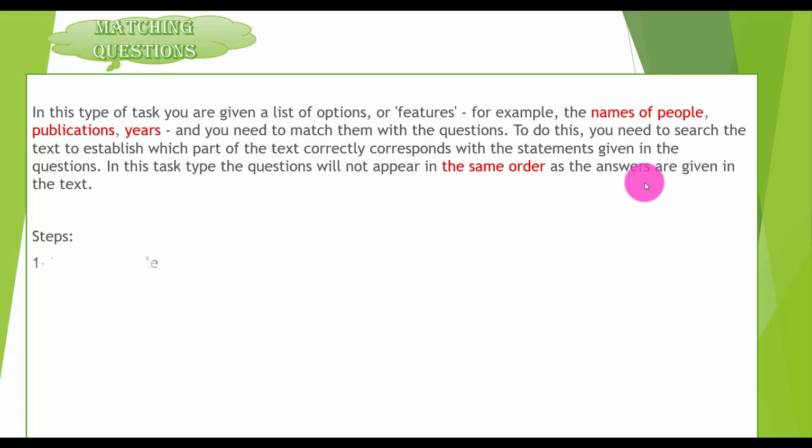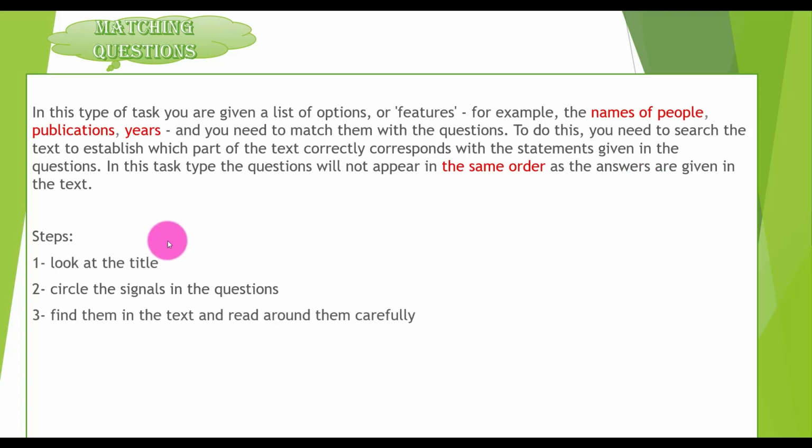Okay, now let's go to our steps. The first step is to look at the title. Again, in order to have a general idea of the passage, we will start answering questions by just looking at our title. And then we're going to select our keywords and signals in order to find the relevant part of the text. And finally, skim or scan and find the relevant part of the text and answer our questions carefully.